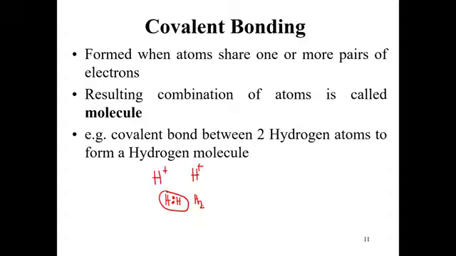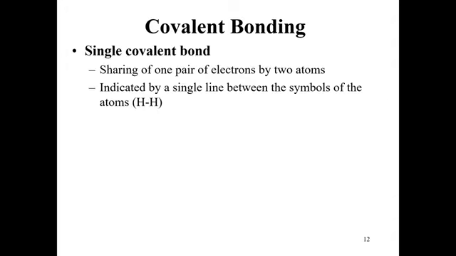Okay, it actually needs to be explained that if you recall your electron configuration, the first sub-level, or your 1s, only requires 2 atoms. That is why hydrogen forms a diatomic molecule. Okay, so a single covalent bond is sharing of one pair of electrons by 2 atoms. This is indicated by a single line between the symbols of atoms. Take for example H-H.